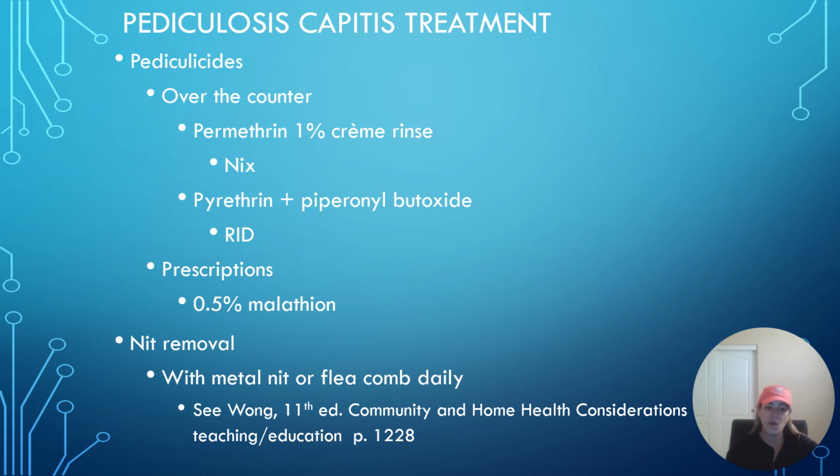Treatment: over-the-counter, you can get Nix, which is a 1% cream rinse of permethrin. Same thing you would treat for scabies, but in this case you're treating the hair, not the skin. You can also get Rid, which is another treatment. It's permethrin plus piperonyl butoxide, just another chemical that is meant to help kill, I believe, the eggs. And there's also a prescription medication that you can get in really severe cases or cases that seem to recur, and that's a 0.5% malathion.